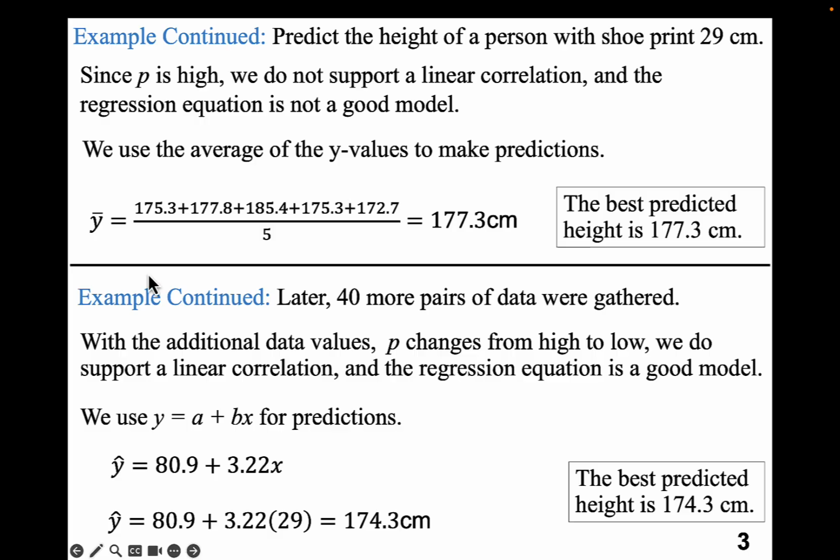Okay, I want you to really pay attention to the top of this slide versus the bottom of this slide. The task was the same, predict the height of someone. Up here, we predicted it using the average of height, and here we predicted it using the equation. How do you know which one to use? If P is high, you use the average height. If P is low, you use the equation.